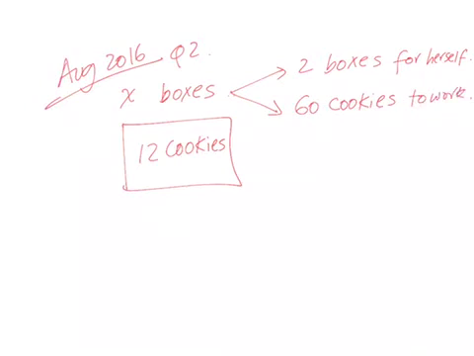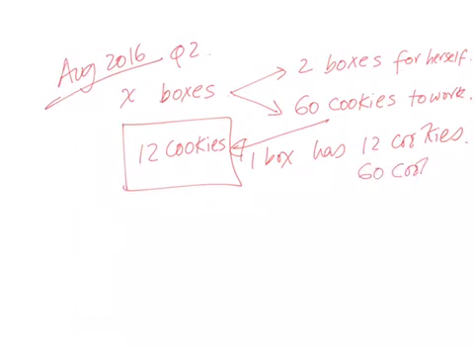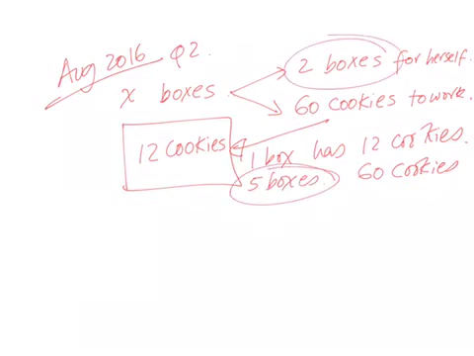If she's taking 60 cookies to work, how many boxes are those? One box has 12 cookies, so 60 cookies would be 5 boxes. So if we know that she's got 5 boxes at work and 2 for herself, she's got 7 boxes in total.